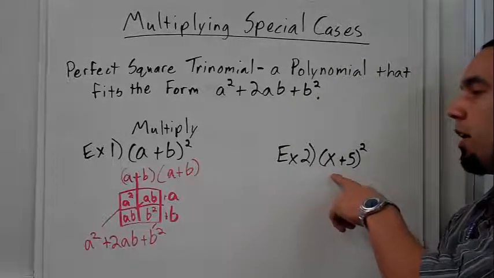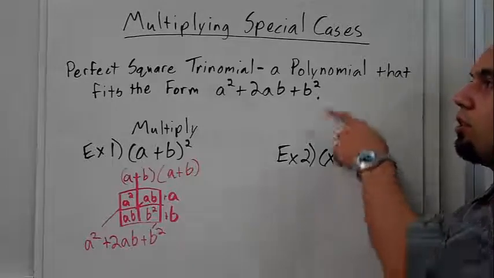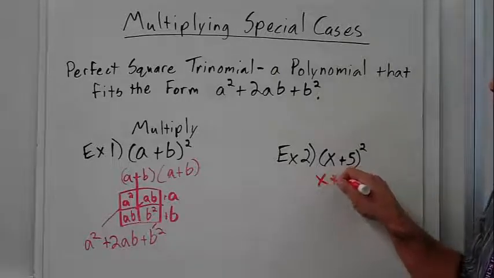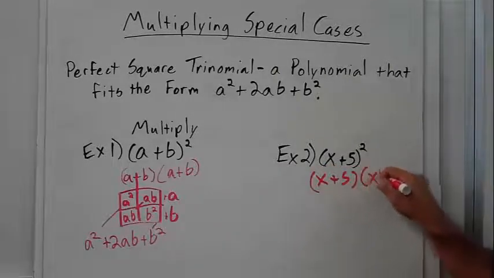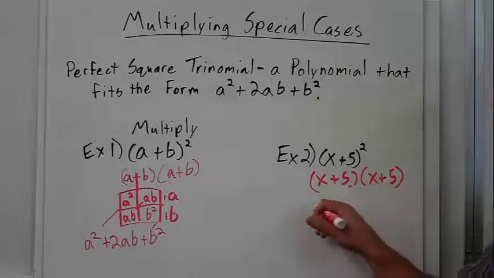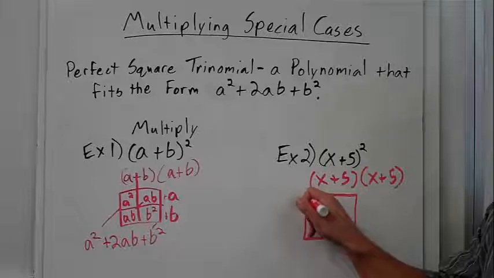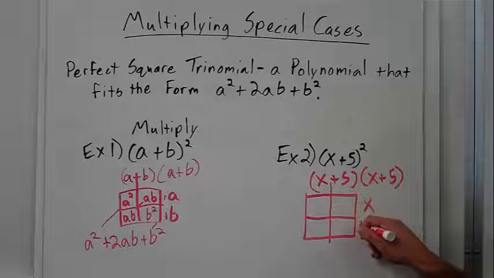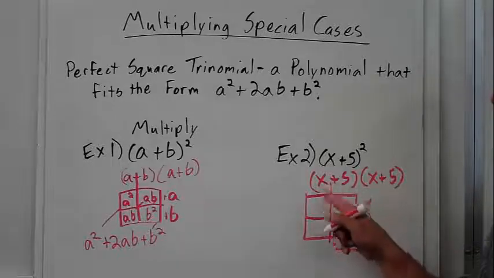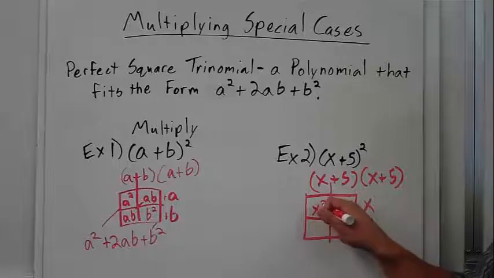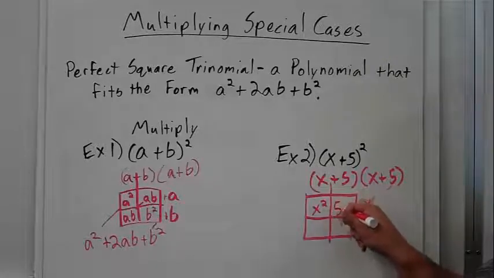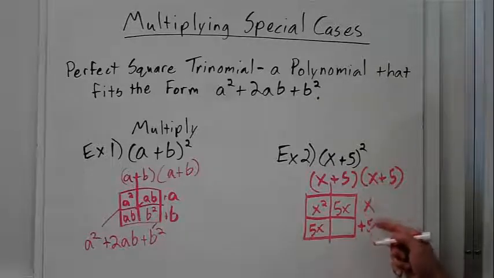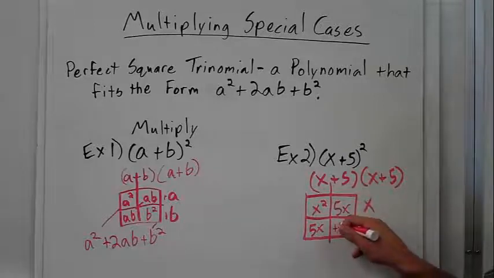So example number 2, we have x plus 5 squared, and again, this is going to be a perfect square trinomial. So I'm going to rewrite it the way it should be written, which is x plus 5 times x plus 5. And again, I'm going to use my box. And this is going to be x, and this is going to be positive 5. So if I multiply them out, I get x squared. X times 5 is 5x. 5 times x is 5x, and 5 times 5 is 25.